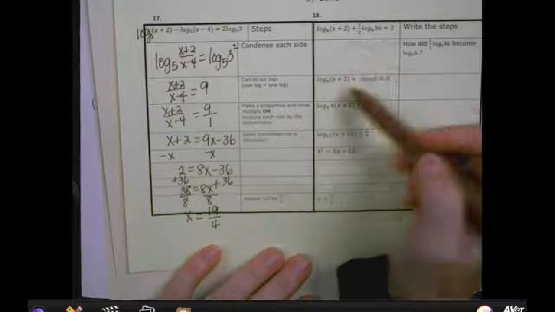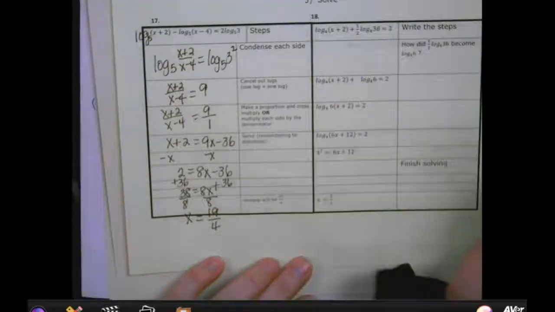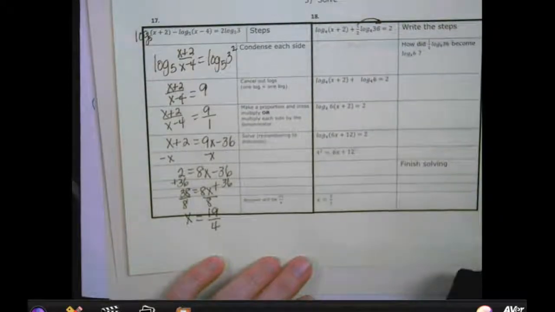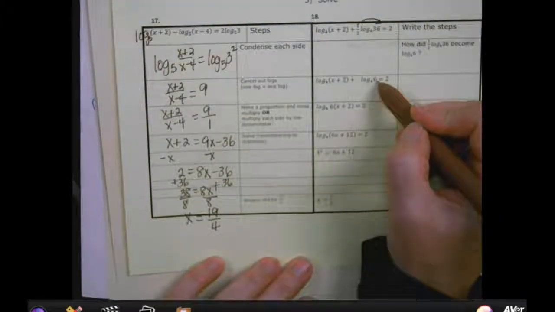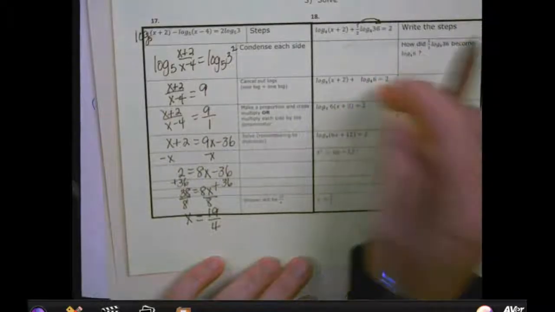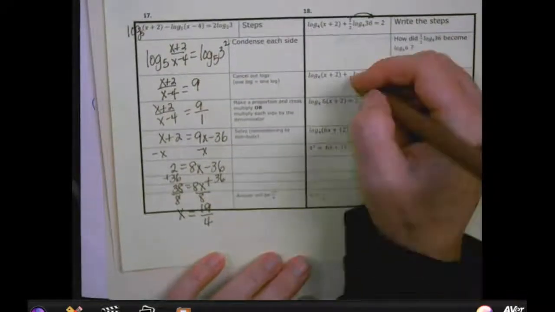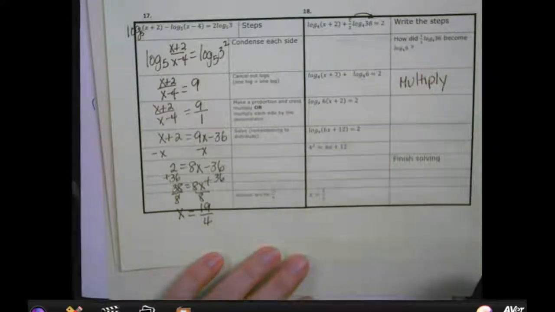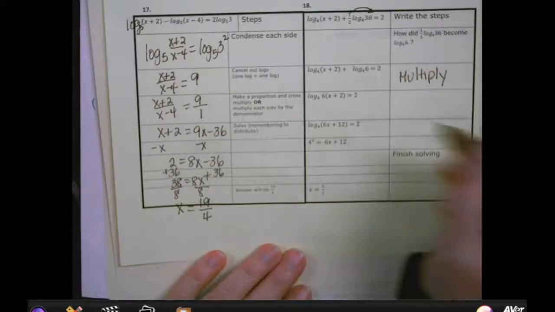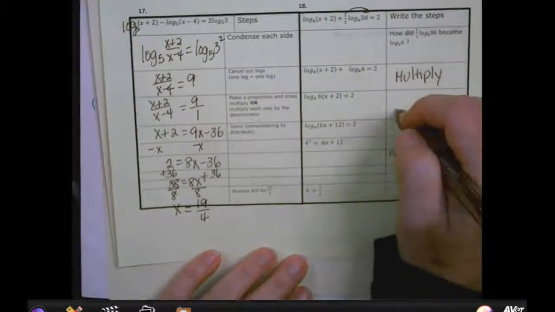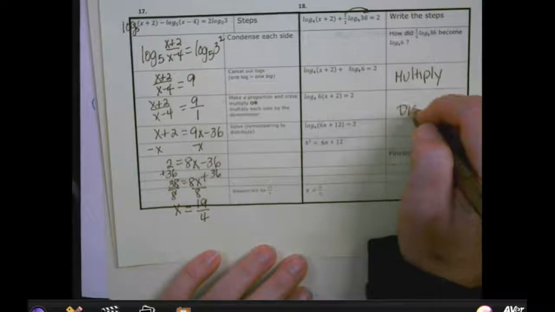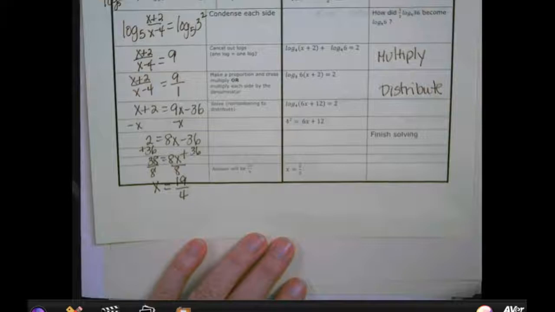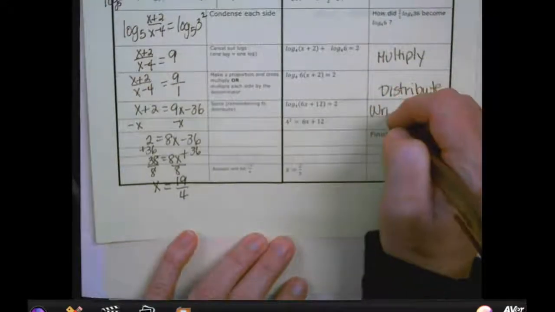So when I raise 36 to the 1/2, that's the square root of 36, which is 6. Then when I put these together, the addition means multiply. And then I distributed here. That's what I got for the next step. And then I have to write it in exponential form, or the circle thing.